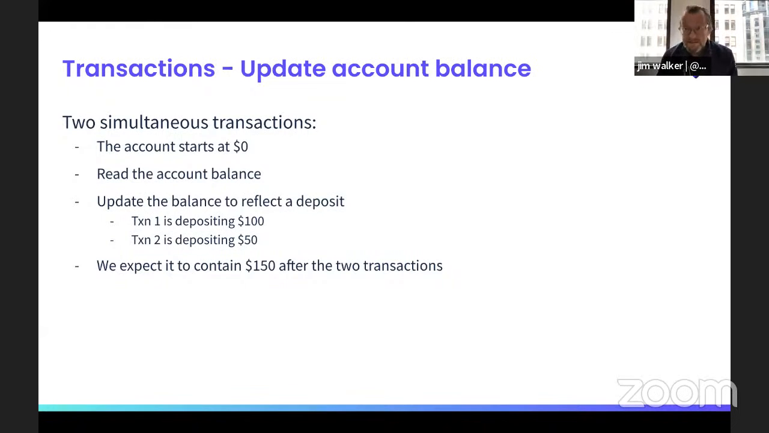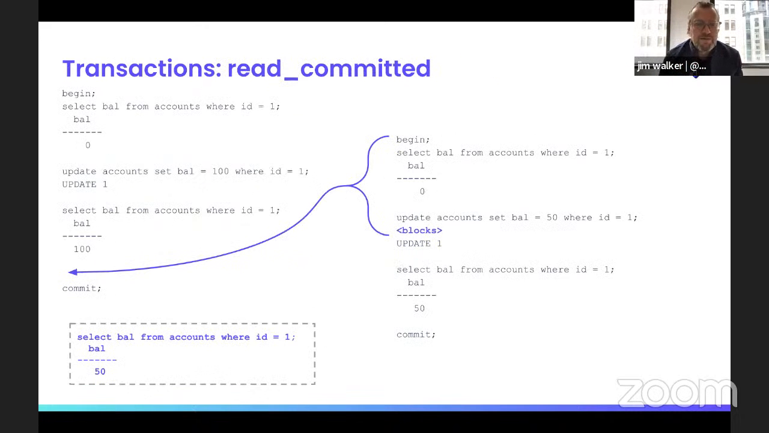And so at the end of this, if these two things happen in order, I would expect to have $150 in the bank after that, right? So this is a very simple way of looking at this. So when you think about read committed, here's what can happen.